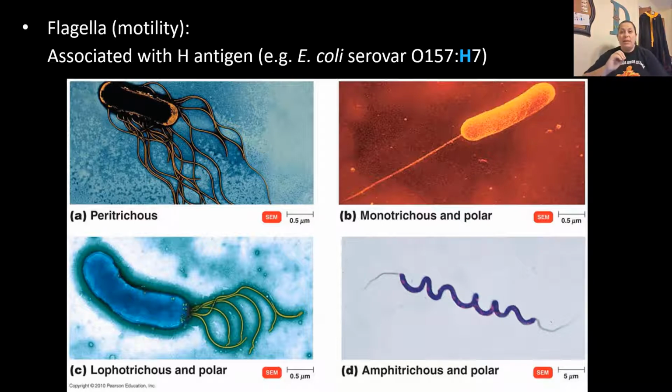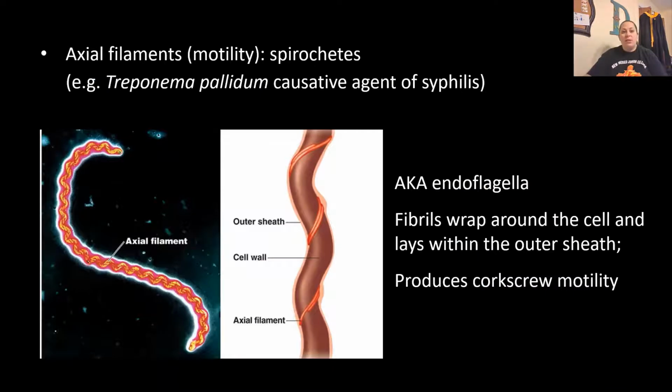Now, a lot of times, guys, this flagella helps it move, and it does it by rotating, and the flagella can either rotate clockwise or counterclockwise. We also see that there could be axial filaments for motility. These are going to actually run and wrap around the whole body of the bacteria. This is what you see in spirochetes, in that spiral type shape, and this is what allows it to move more in a corkscrew type of movement. An example of this is Treponema pallidum, which causes syphilis. A lot of times we also call these axial filaments endoflagella because the fibrils wrap around the cell and lay within the outer sheath of the cell.